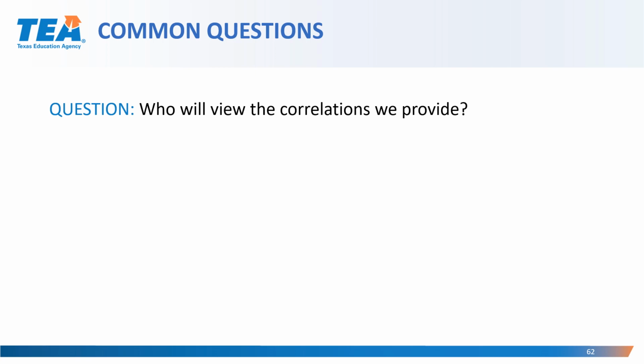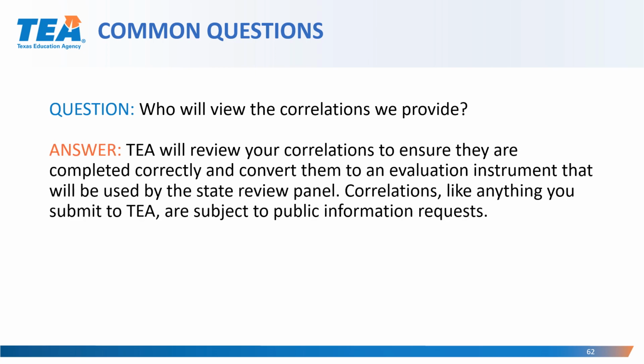You may be curious about who will see the correlations that you provide. TEA is going to review the correlations to ensure they've been completed correctly and then convert them to an evaluation instrument that will be used by the state review panels. Correlations, like anything else you submit to TEA, are subject to public information requests.